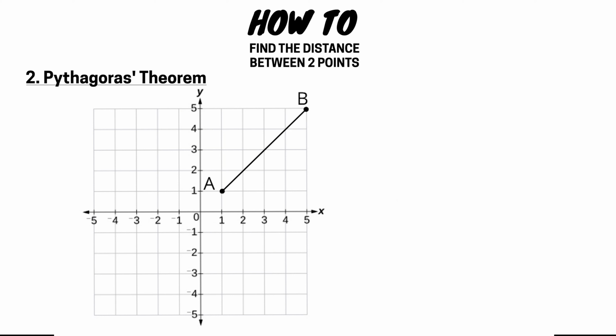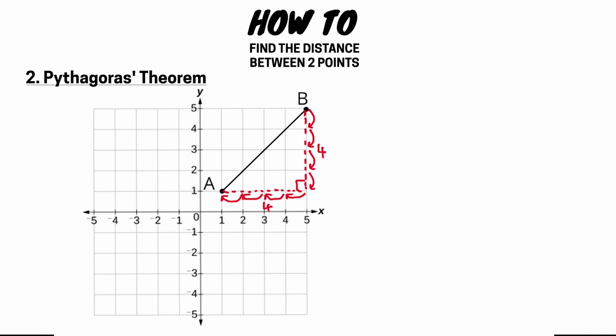The length of a line segment, or the distance between 2 points, can also be found using Pythagoras' theorem. The line segment, or the distance between A and B, is the hypotenuse of a right-angled triangle. We then create the right-angled triangle from this line segment. Find the length of the shorter sides by counting the squares on the number plane.